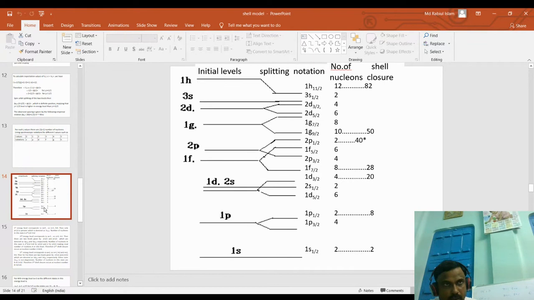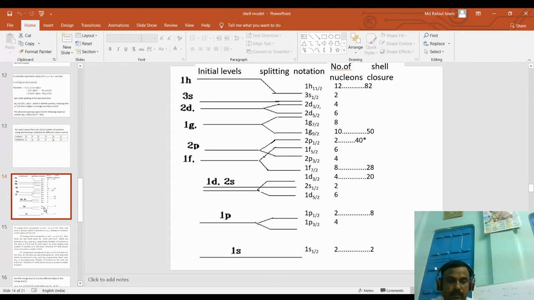The same relation will be used here, but now for each L value we should assign 2 J values, and for each J value there will be 2J plus 1 nucleons. In this way we will proceed. In the course of the calculation you will understand better.